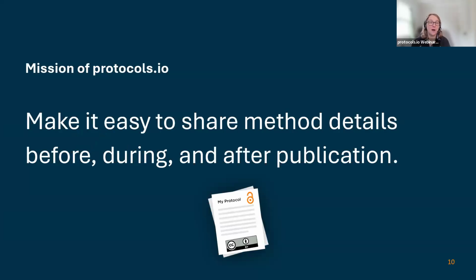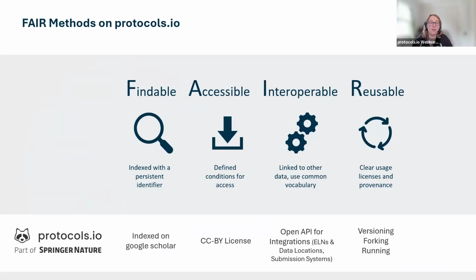So that brings us to why you're all here today and why I'm here and have my job as a scientific engagement manager. Protocols.io is built to make it easy to share your method details before, during, and after publication. And along with that, our methods are FAIR. They're findable, accessible, interoperable, and reusable. If you publish a method on Protocols.io, it's indexed by Google Scholar. It will receive a CC BY license, meaning that other people are able to access and utilize it.